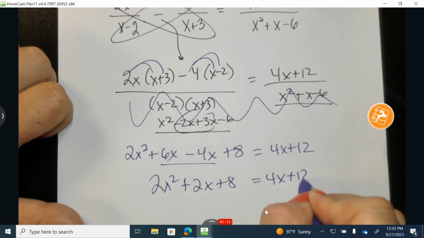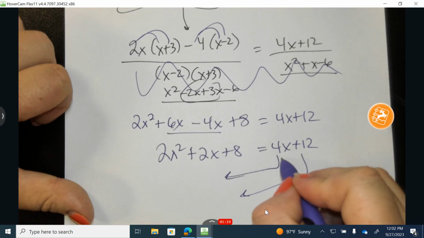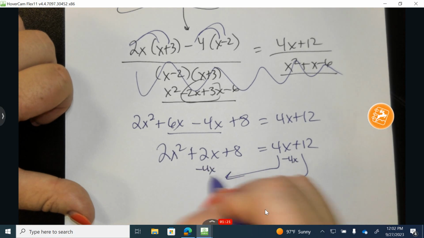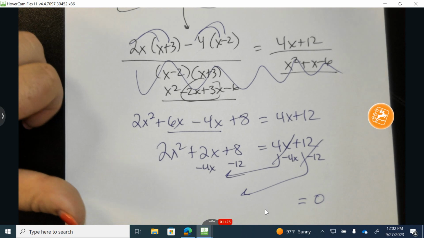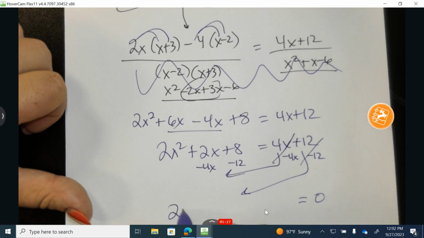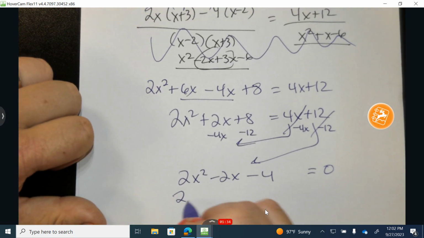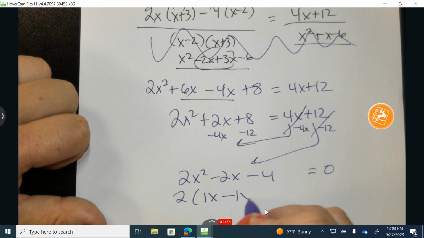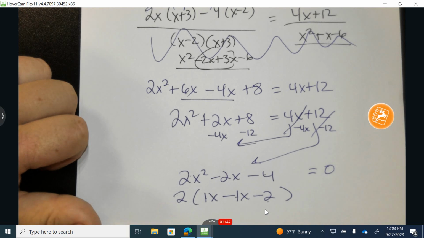And now I'm going to move everything to the left-hand side where the x squared is located. So I'm going to subtract 4x and subtract a 12. Nothing's left on the right-hand side. On the left-hand side, I have 2x squared minus 2x minus 4. And I recognize I can factor out a 2. 1x squared minus 1x minus 2. So 2 divided by 2 is 1, 2 divided by 2 is 1, 4 divided by 2 is 2.